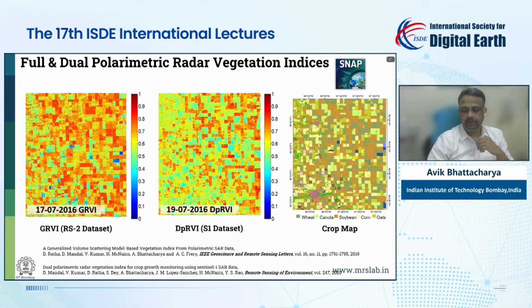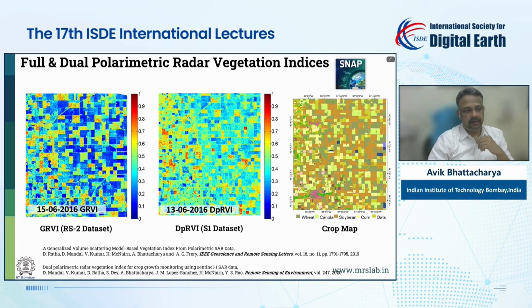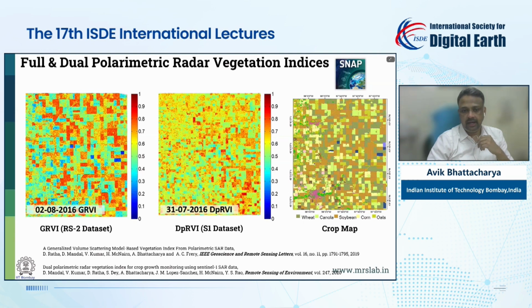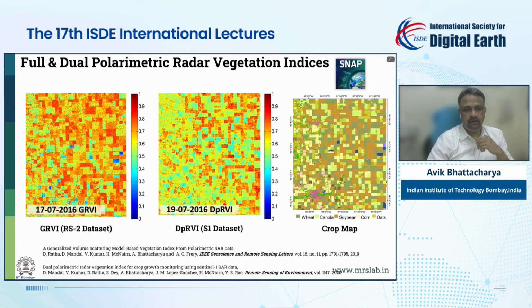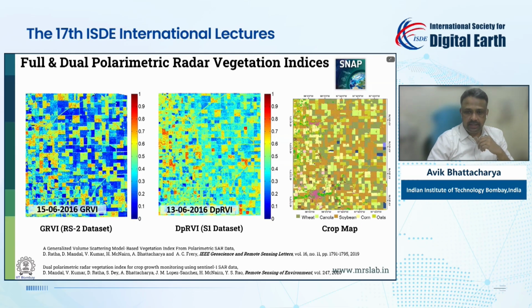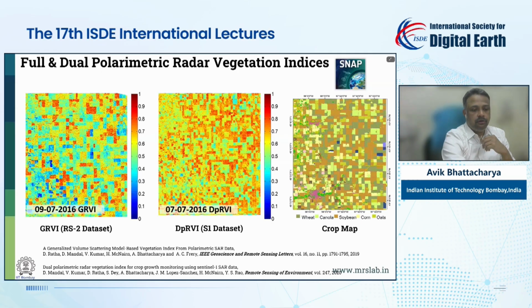This is the crop map on the right-hand extreme side. You can see how well it again characterizes. Of course, there's a difference between how you have the information extracted from a full pol and a dual pol, but on a global scale, it still characterizes very well the stages of growth from these two different kinds of crops over here.